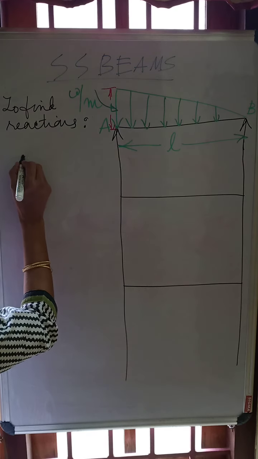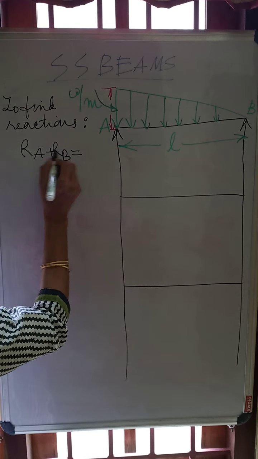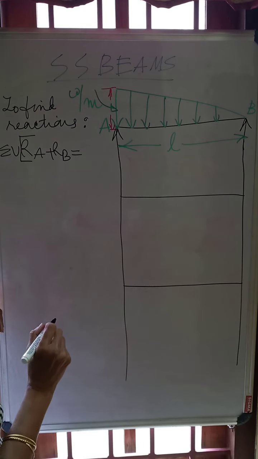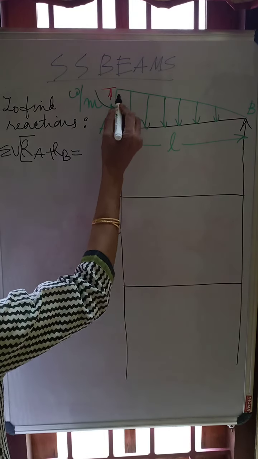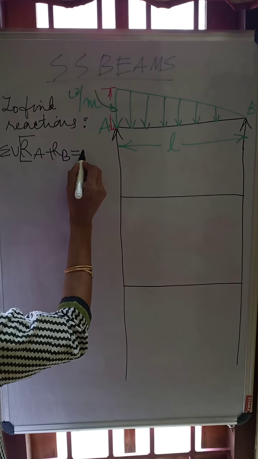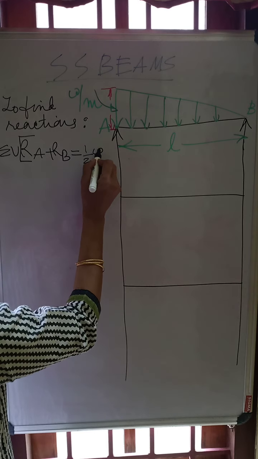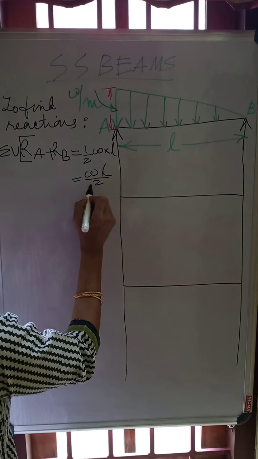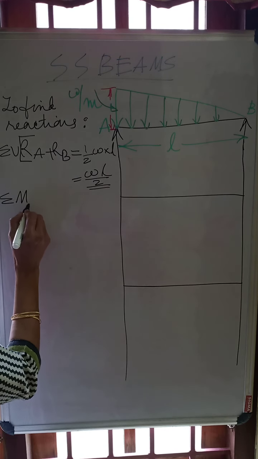So what is your first condition? Sigma V. Ra plus Rb is equal to sigma V condition. We are going to get Ra plus Rb is equal to, what is the total load on this particular beam? This is a uniformly varying load, means it is the area of this triangle. So it is half into, the intensity is W, into L. So it is WL by 2.